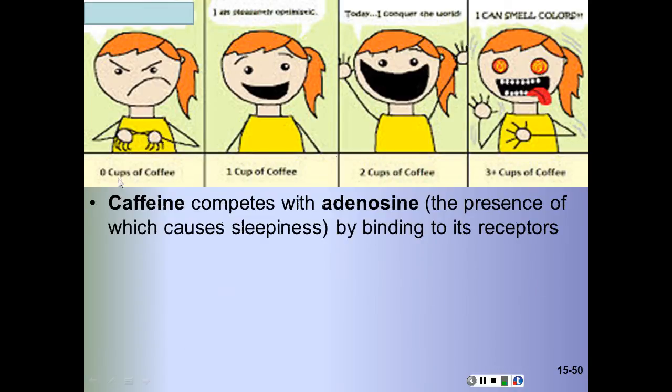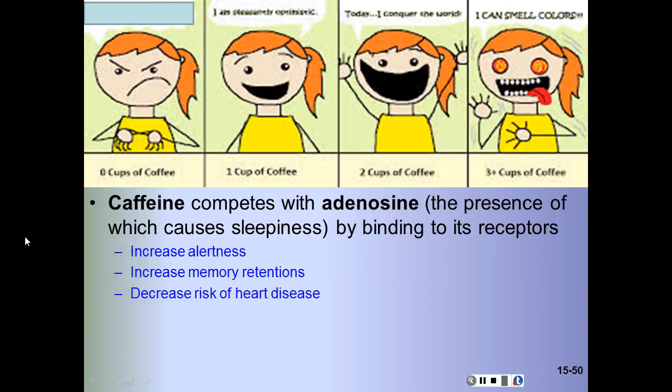Now we have caffeine. Caffeine is an example of the very last one we're talking about. Caffeine competes with adenosine by binding to its receptors. And it increases alertness, as you see right here. Increases alertness, increases memory retention, decreases the risk of heart disease, but that's only in moderation.